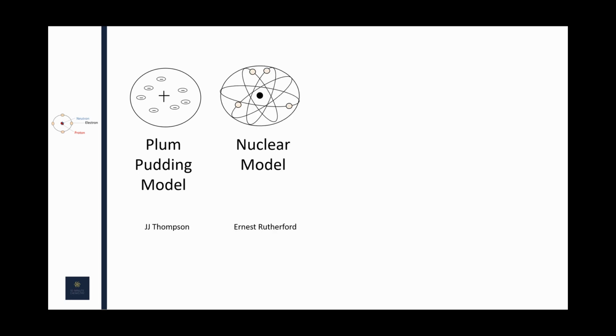In summary, we have first JJ, who brought the plum pudding model because he was a bit of a foodie and said that an atom was basically like a positively charged pudding with negatively charged raisins scattered randomly. But then Ernest comes around and says, actually, JJ, I see what you did there, but you're not completely right. When I did my experiment, there was some hard core in the middle. So I don't think it's like a pudding.